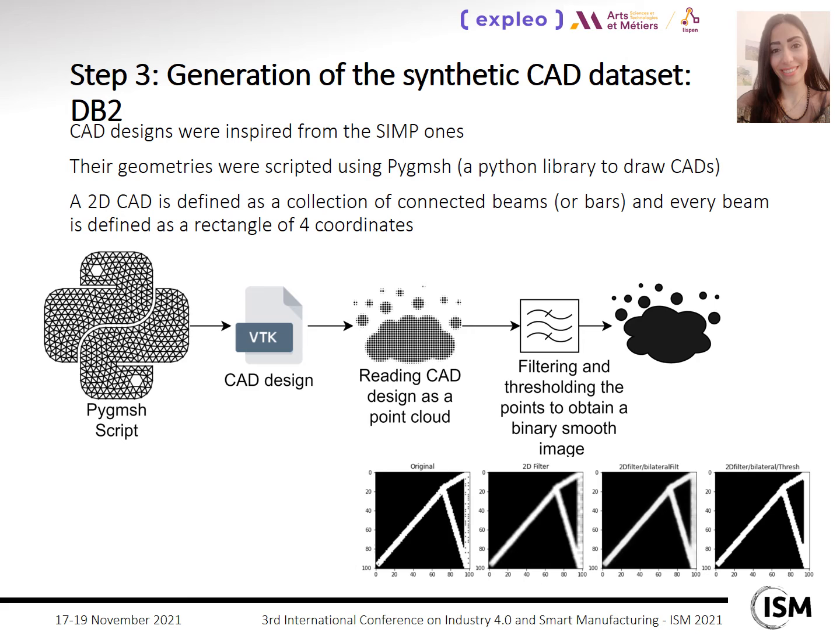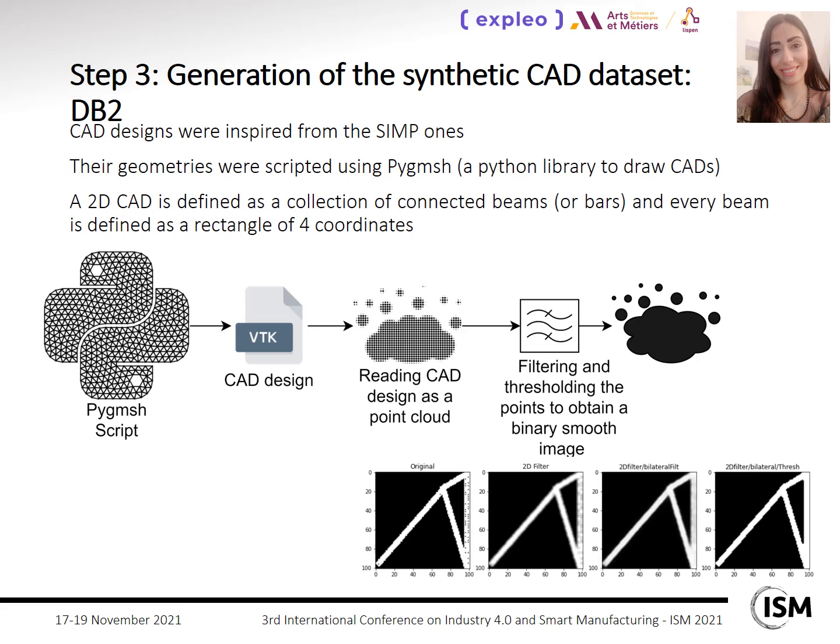Now, for step 3, which is the generation of DB2, the CAD designs were inspired from the SIMP ones, and were drawn using PyGmsh. It's a Python library to draw CADs. We scripted the CADs. In fact, we define a 2D CAD as a collection of connected beams such that every beam is a rectangle of 4 coordinates. This definition makes it easier for us to extract several geometrical information like thicknesses, length, and angles.